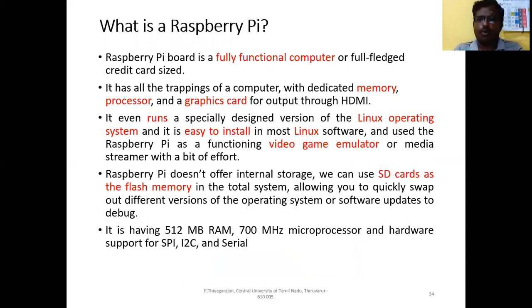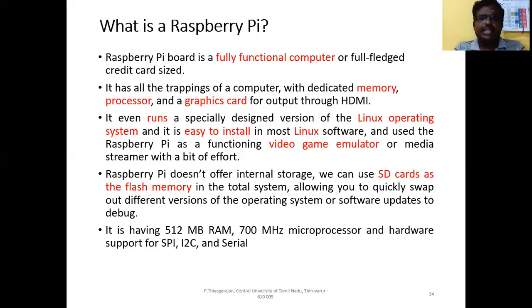Raspberry Pi is a board, and we can call it a fully functional, full-fledged computer. It has dedicated memory, a dedicated processor, and also a graphics card. It runs a specially designed Linux operating system, and it is very easy to install any of the Linux software, which establishes some sort of comfort in the Linux operating system.